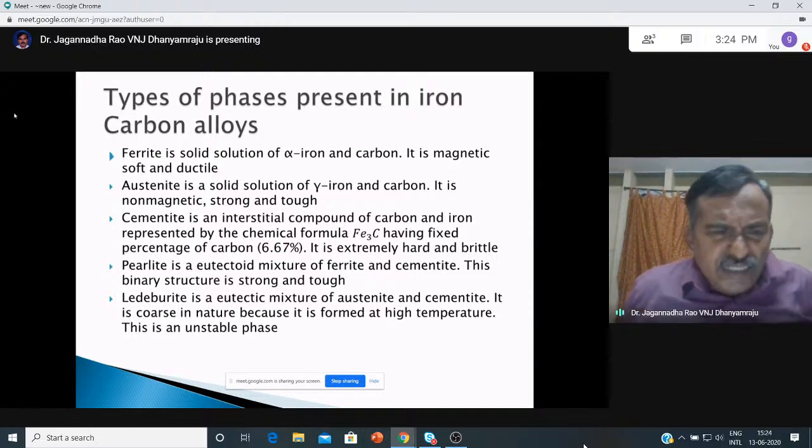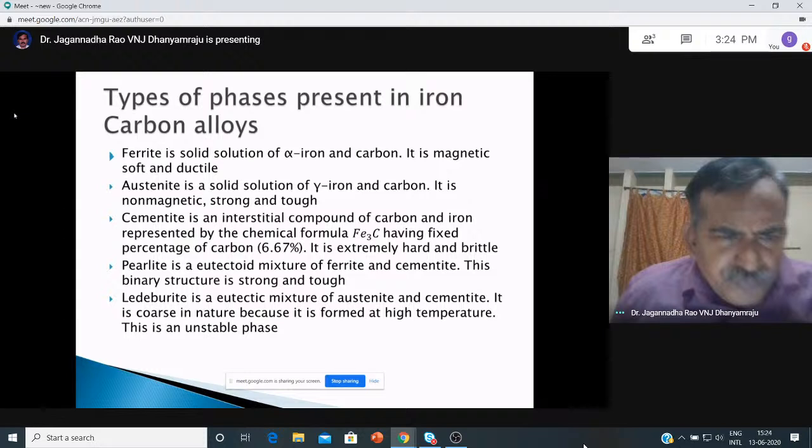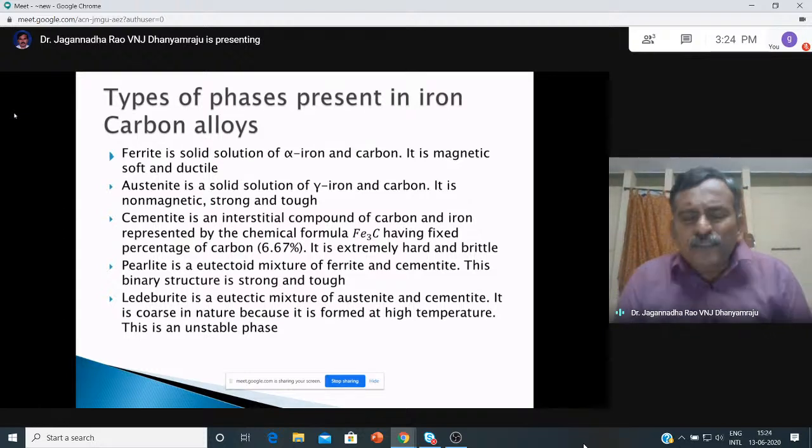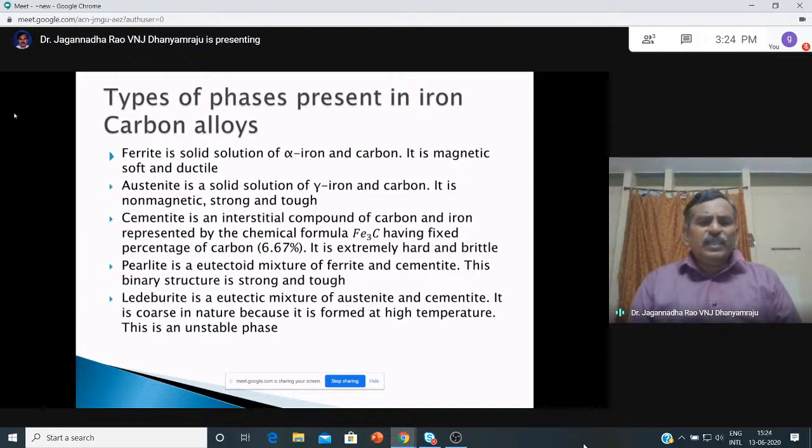And of course there is cementite. Cementite is an interstitial compound of carbon and iron, represented by the chemical formula Fe3C, having a fixed percentage of carbon, 6.67%. See, here you see the cementite is a compound, and it is represented by a definite chemical formula and it has a fixed composition.